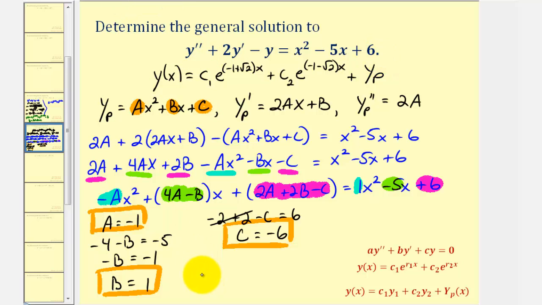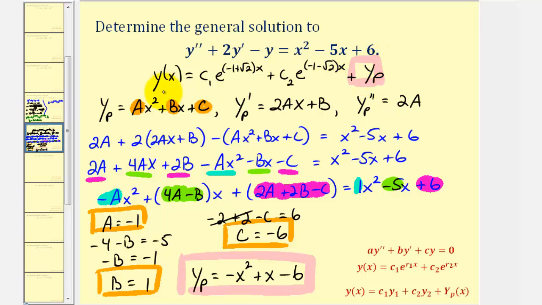The particular solution, big Y sub p, is going to be equal to negative x squared plus x minus 6. So the last step, we'll substitute this function here for big Y sub p in our general solution. Let's go and do this on the next slide.